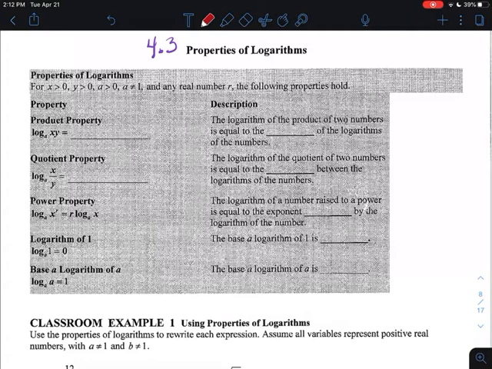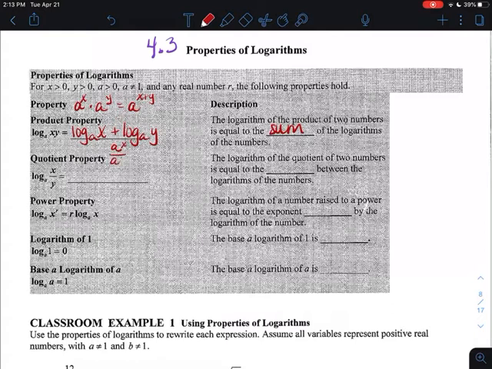The first property is the product property. Log base a of x times y is equivalent to log base a of x plus log base a of y. Just think about if you had an exponential form, a to the x power times a to the y power. To get my final answer, I would add exponents. So that's how that relates. Over here, the description: the logarithm of the product of two numbers is equal to the sum of the logarithms of the numbers.